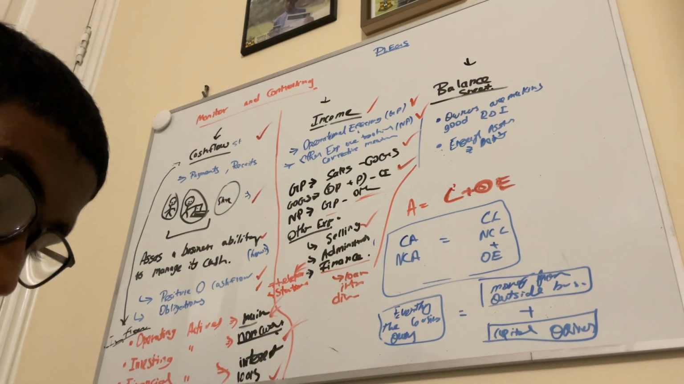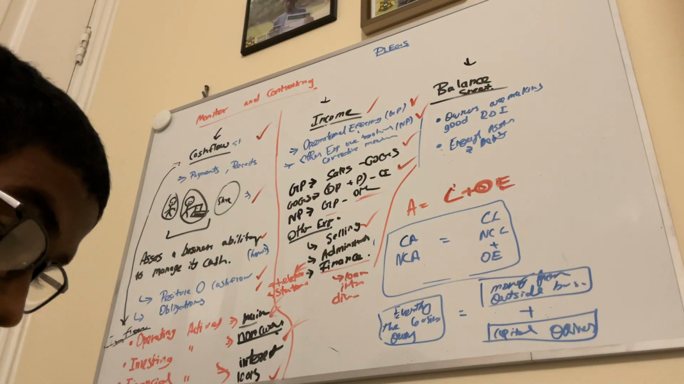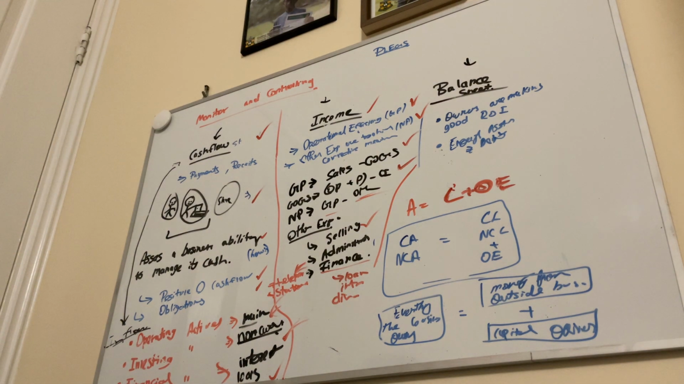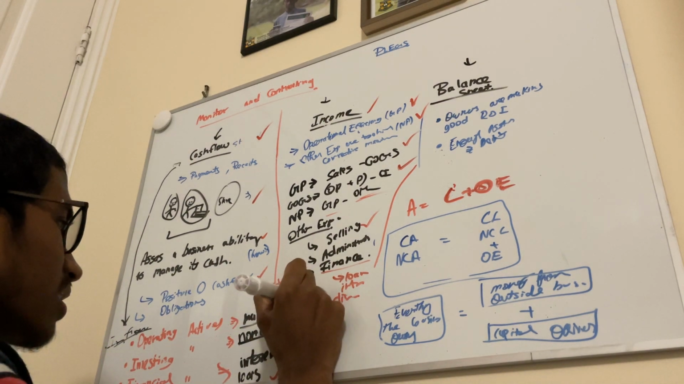Would a car come here? Would a vehicle come here? I don't know. Insurance maybe. But it's just cost related to the general running of the business. So rent. Of course, rent comes here.